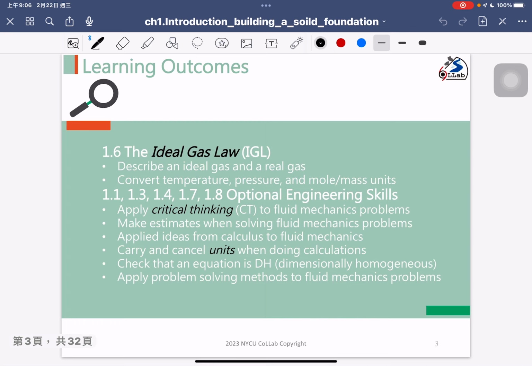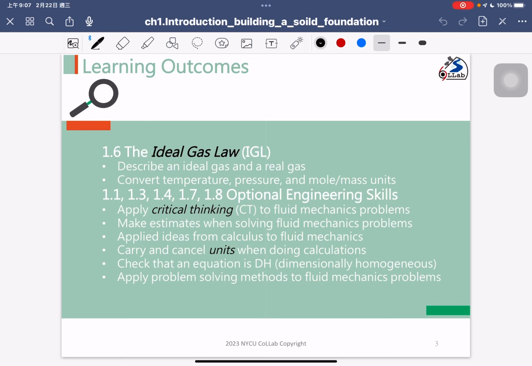Then there is only one equation in this chapter, which is the ideal gas law. The ideal gas law is a very old equation that we studied a long time ago, in junior high school chemistry class. It is only one example, and the only equation I will teach you in this class.